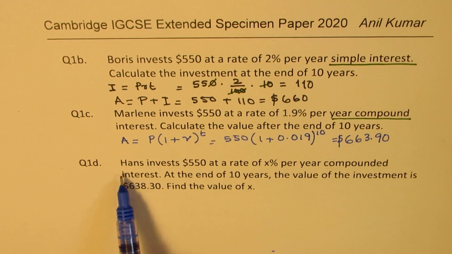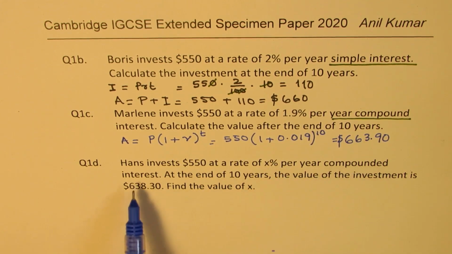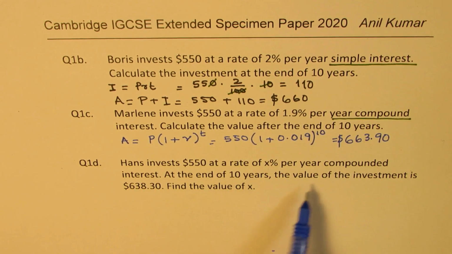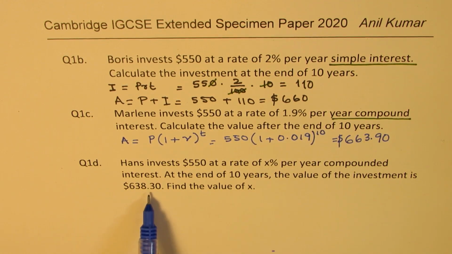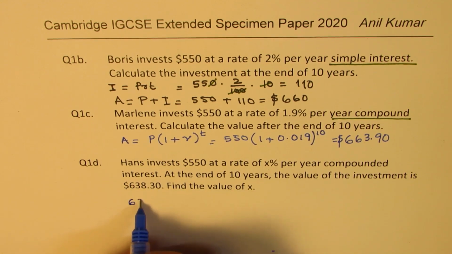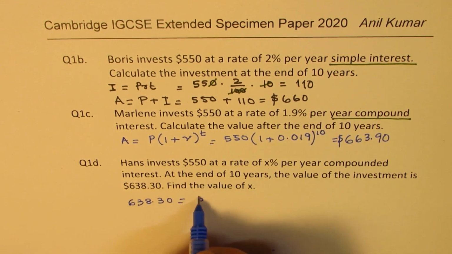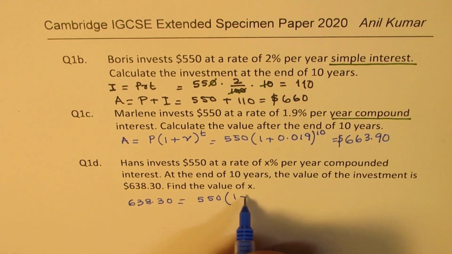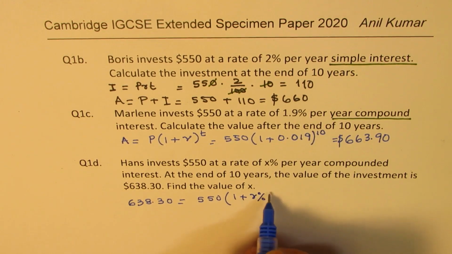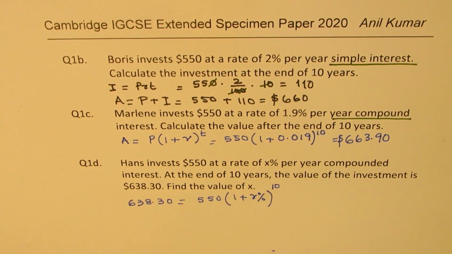Is that clear? Hans invests $550 at a rate of X% per year compound interest. At the end of 10 years, the value of the investment is 638.30. Find the value of X. So now we need to calculate the rate of interest. We are given the amount. So we'll use the same formula, the amount being 638.30, correct? Principal is 550 plus we don't know the rate, right? So rate percent is not known to us. We need to figure this out. And we know after 10 years, that is the amount.